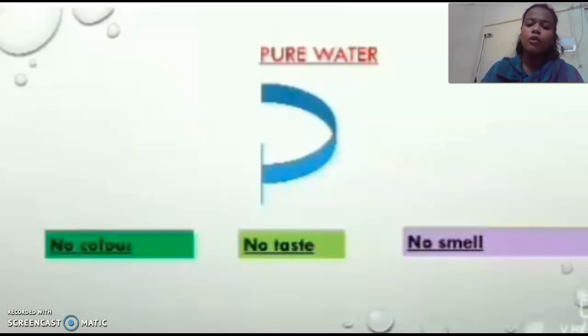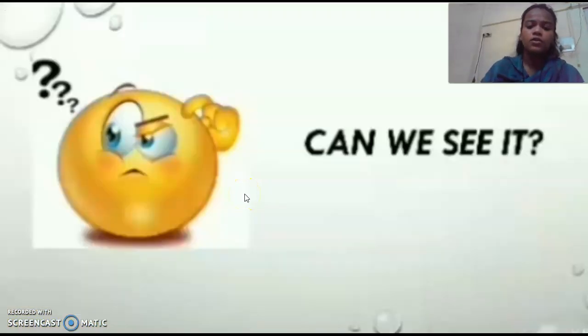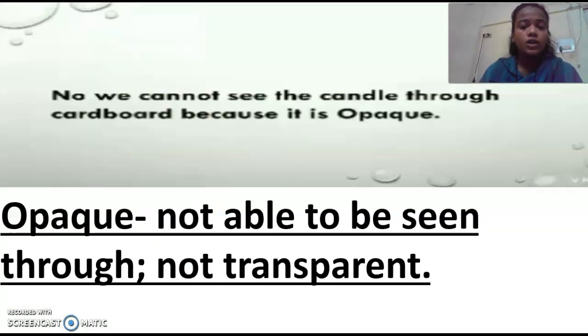Now let's perform one more experiment. Let's try to see a candle through a cardboard. Can you see it? No, we cannot see it because it is opaque. Opaque means not able to be seen through. In short, the thing which is not transparent.